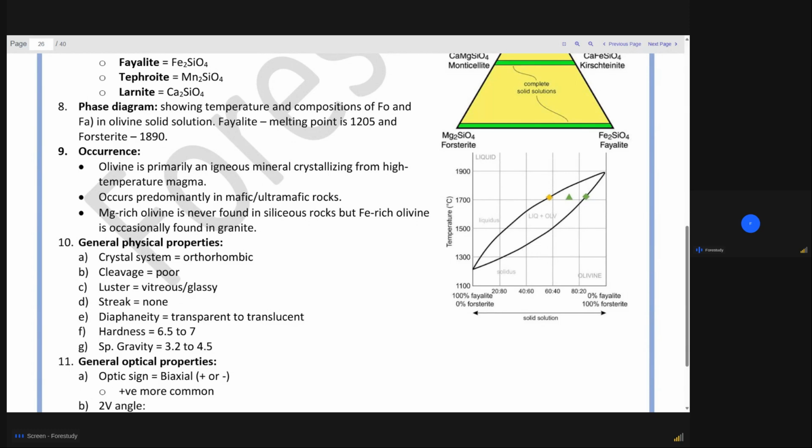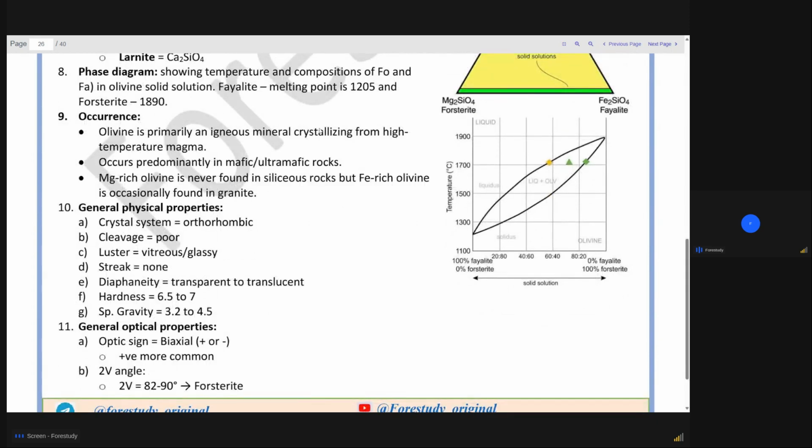We will study all those things in igneous petrology class. Here, olivine is primarily an igneous mineral crystallizing from high temperature magma, occurring predominantly in mafic and ultramafic rock. Remember, olivine is usually the first crystal that forms from a combined magma of different elements and molecule compositions. I'll give you Bowen's reaction series, from which you will understand which mineral crystallizes first from a melt. Mg rich olivine is never found in silicic rock, but Fe rich olivine is occasionally found in granite.